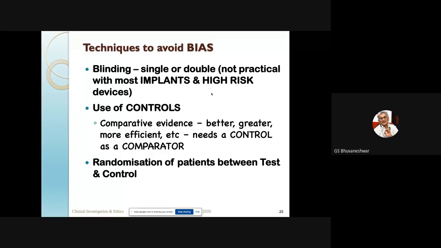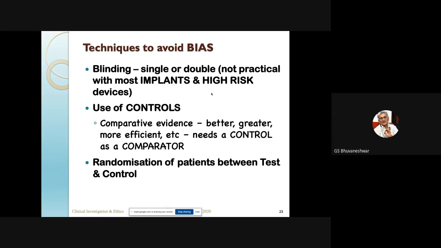Generally, blinding is carried out. So you can have a single blinding or a double blinding. Single blinding is when the patient doesn't know whether he's getting the study device or some control, or a placebo in the case of drugs. Double blinding is when the clinician also doesn't know, apart from the patient, what they are getting. And in most implants and high-risk devices, this can be very challenging. You can't hide what device is being implanted. The clinician obviously is going to implant it, so he knows.